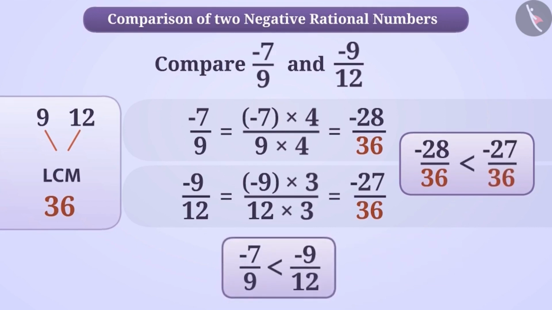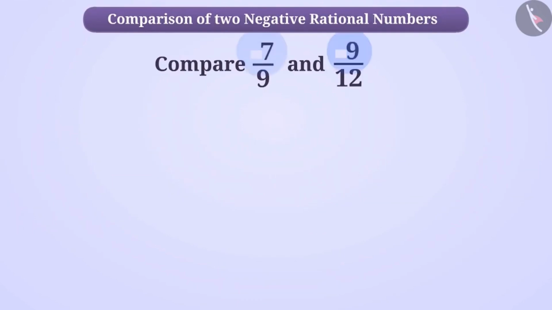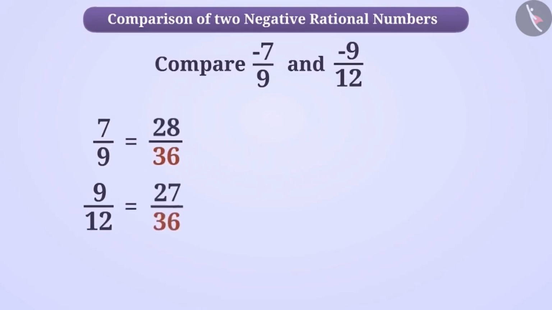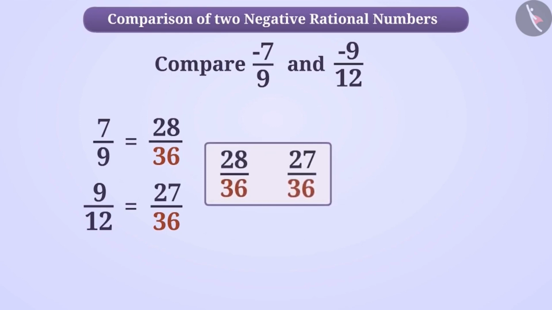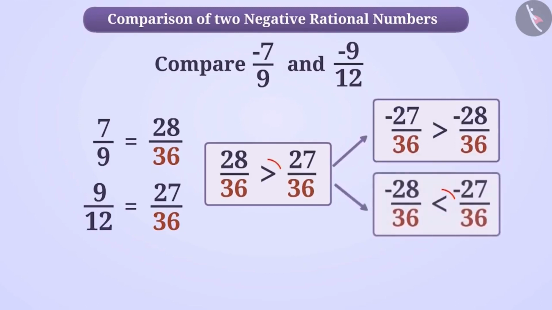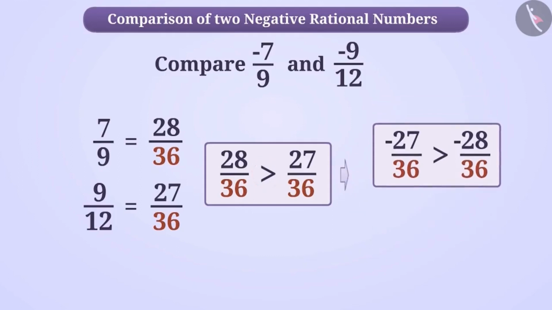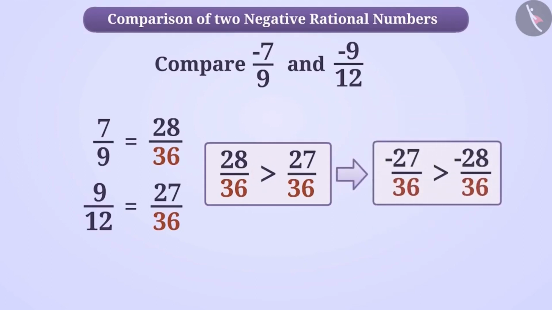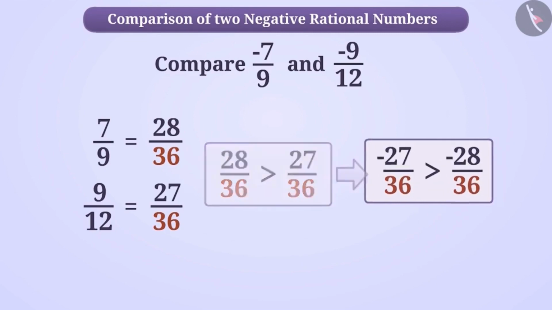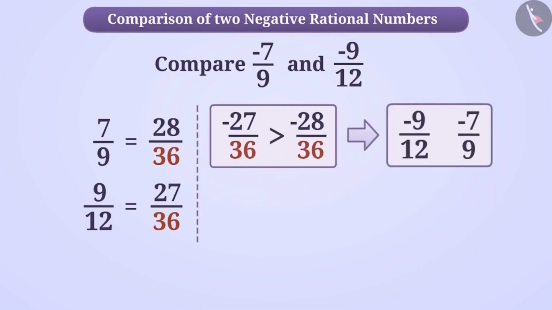There is another method to compare two negative rational numbers. In this method, first we ignore the sign and then compare them. For example, here we will ignore the signs and then compare 7 by 9 and 9 by 12. After making the denominators equal, we express them as 28 by 36 and 27 by 36. Now we see 28 by 36 is greater than 27 by 36. If we write negative signs with both, then we will need to either interchange their order or use the sign that is opposite of the comparison sign. By changing the order, we will get minus 27 by 36 is a greater rational number than minus 28 by 36. That means minus 9 by 12 is a greater rational number than minus 7 by 9.